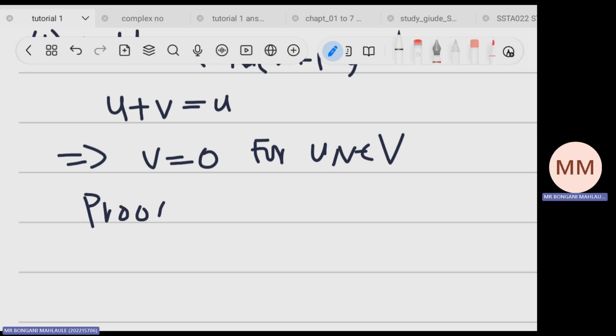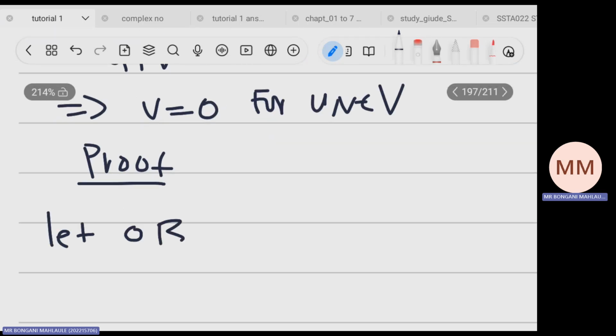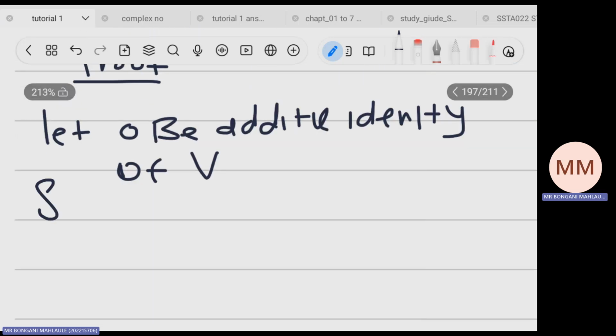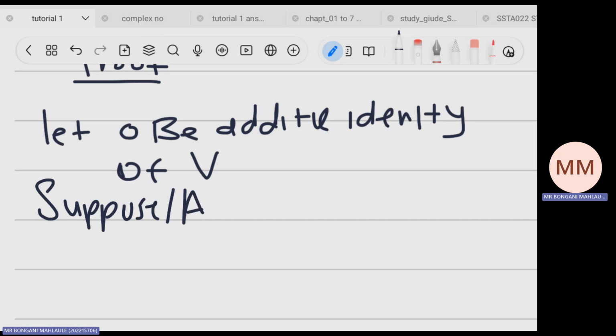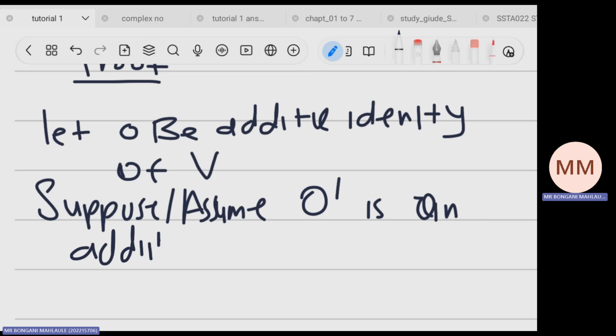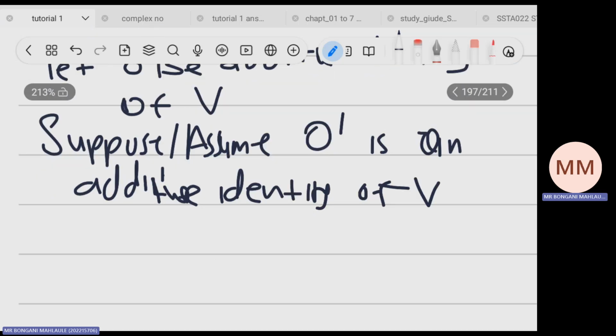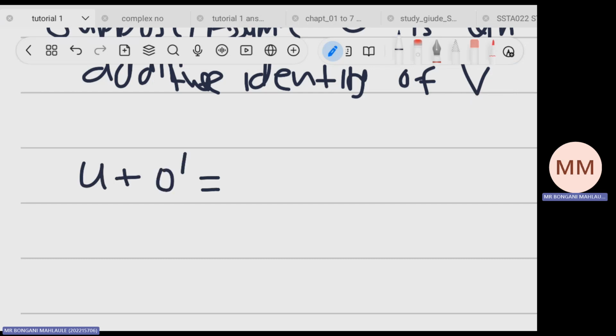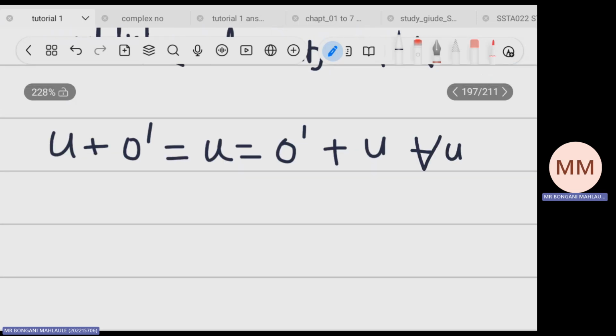So now let's do the proof. I'm going to let 0 be an additive identity of the vector space V. Then we assume 0 prime is an additive identity of V. Then this will imply that u plus 0 prime will be equal to u, and it will be equal to 0 prime plus u for all u an element of V.